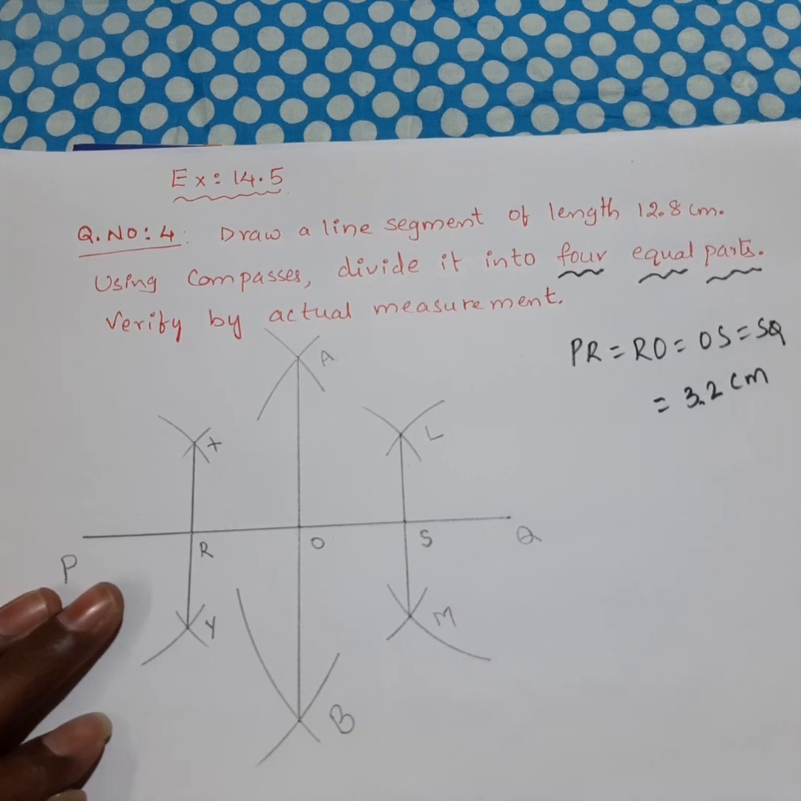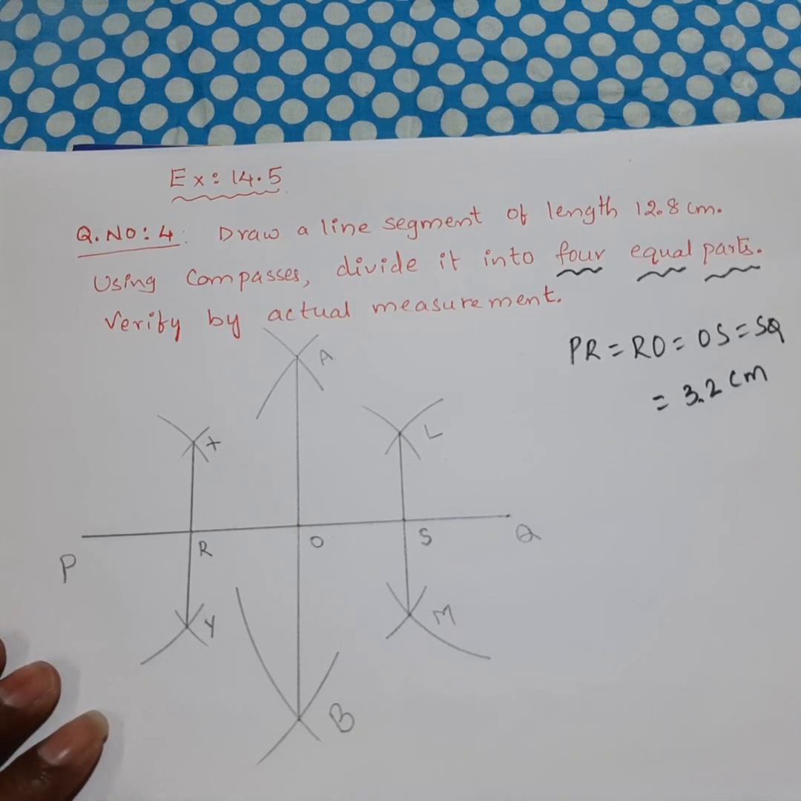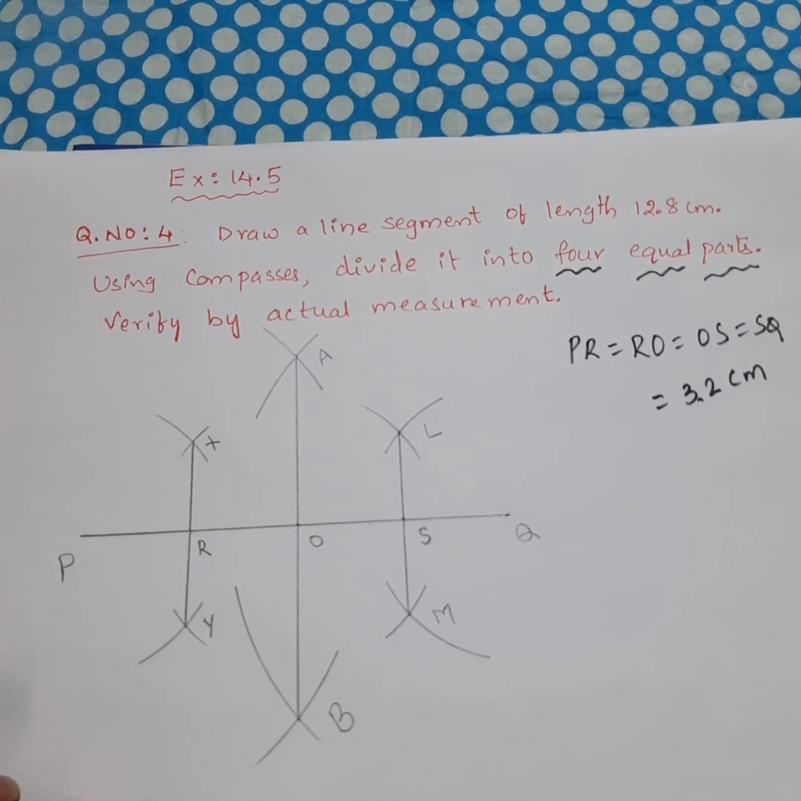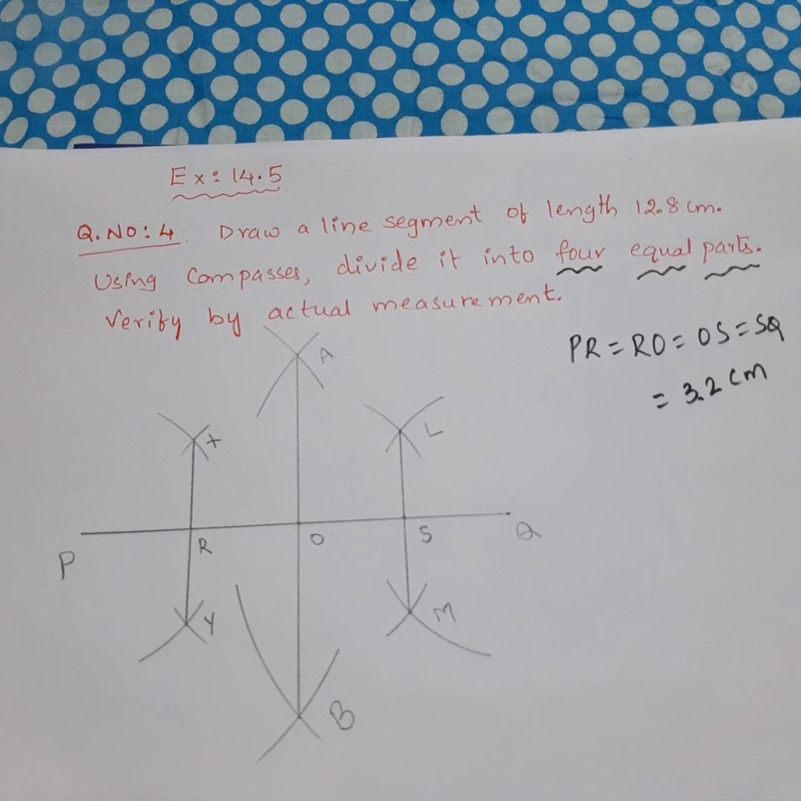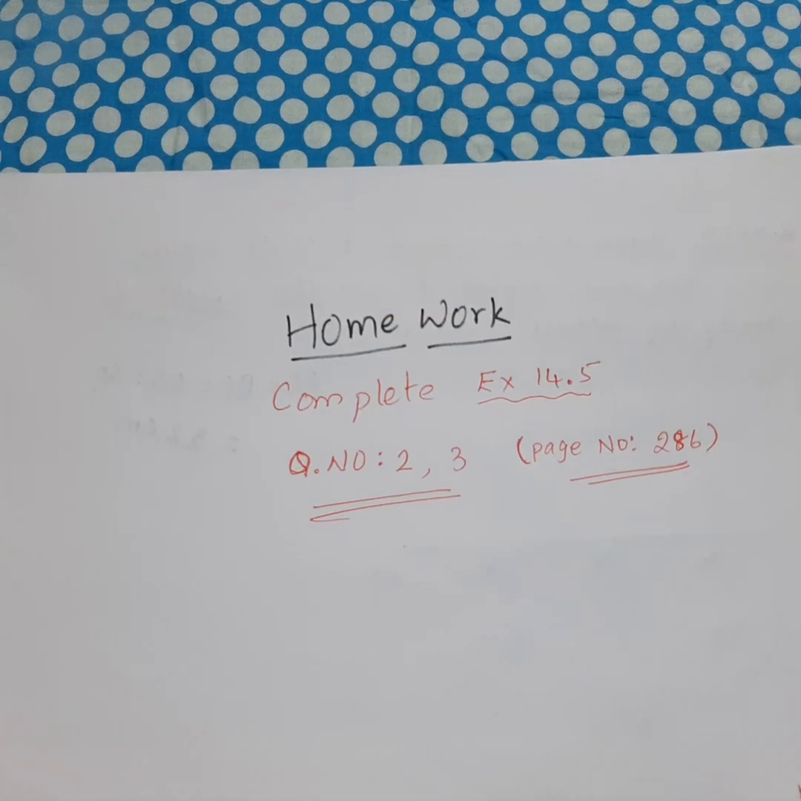Clear, children? So each and every line segment, that is PR, RO, OS and SQ, are equal. So that is 4 equal parts. Is this clear, children? Right. I hope you understood today's class: how to draw a perpendicular bisector of a given line segment, and how to divide the line segment into 4 equal parts by using a perpendicular bisector.